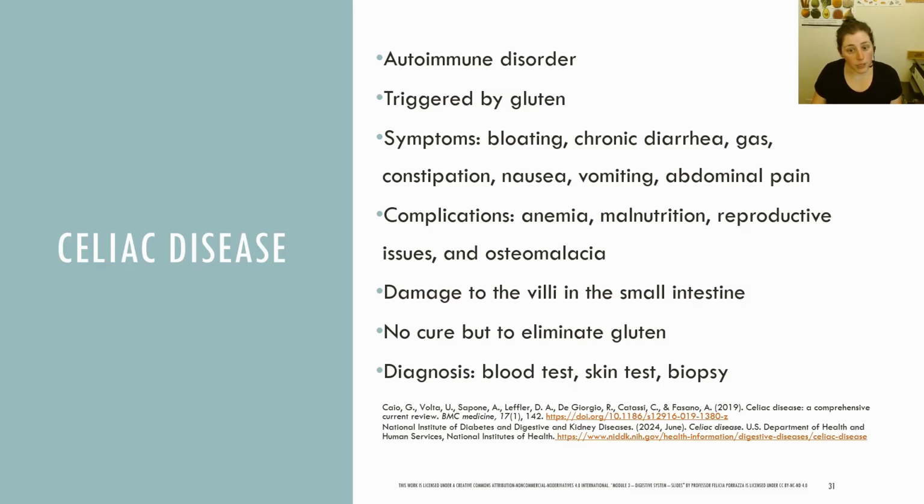Symptoms include bloating, chronic diarrhea, gas, constipation, nausea, vomiting, abdominal pain, and stool changes. Most people with celiac disease have one or more symptoms before they are diagnosed and begin treatment. People with celiac disease who have no symptoms can still develop complications over time if they do not get treatment. Long-term complications of celiac disease include anemia, malnutrition, reproductive issues, and osteomalacia, or bone softening.